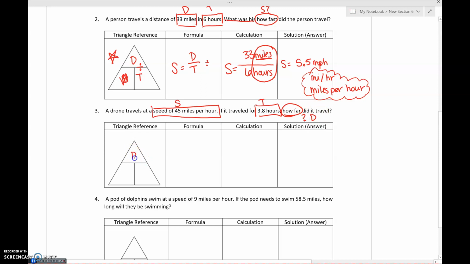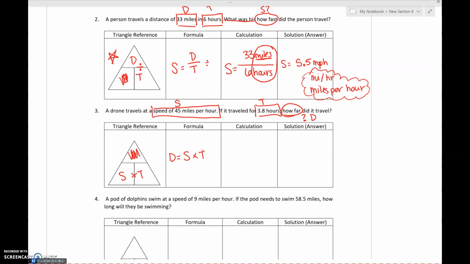We're going to fill in our speed triangle, D, S, and T in alphabetical order, and we're going to scribble out what we're looking for. We're looking for D. So we have D equals S times T. Remember, when they are next to each other, we are multiplying.